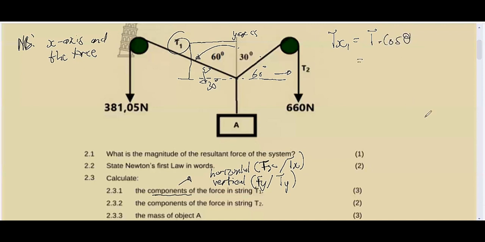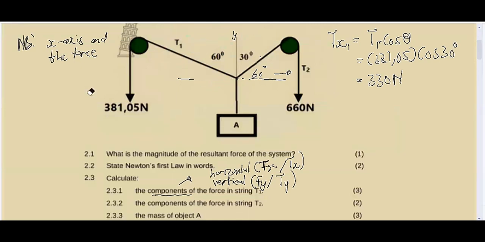So I'm pretty sure that you are aware of this formula. Then for the tension here, we substitute T1. Then this is 381.05, and then cos 30 degrees, note. And then this will give us a value of 330 newtons. But then remember, resolving this, if we are to resolve here, this should look like this.